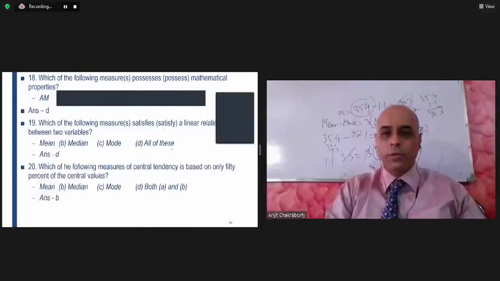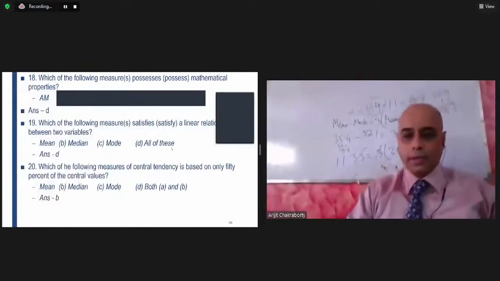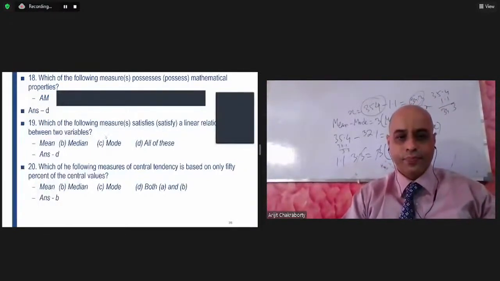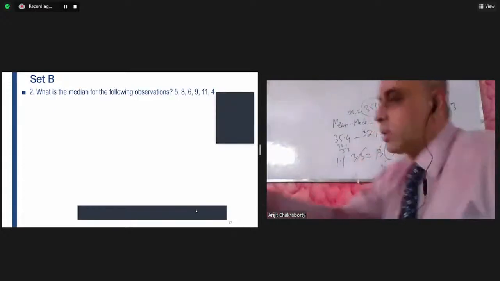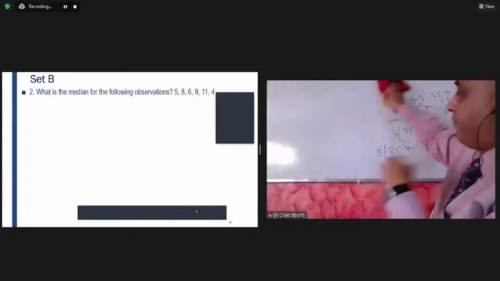Okay, we proceed to the next lot of questions and let us see the type of questions there. Set B. What is the median for the following observations? 5, 8, 6, 9, 11, 4. Let us quickly solve it and check.